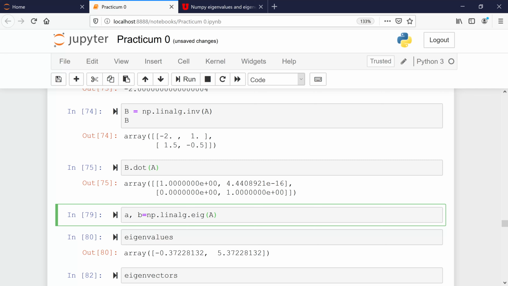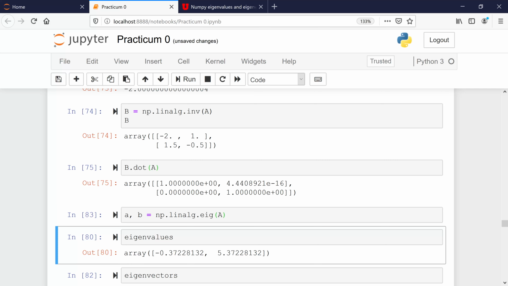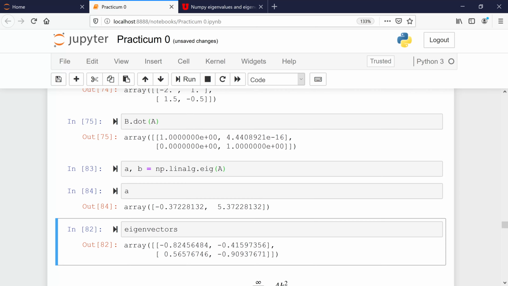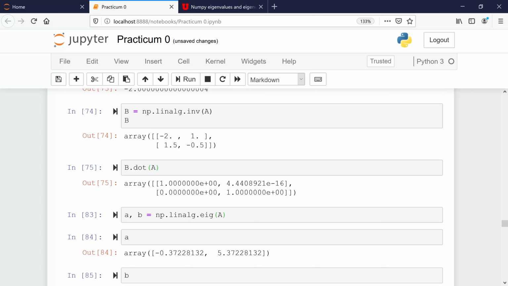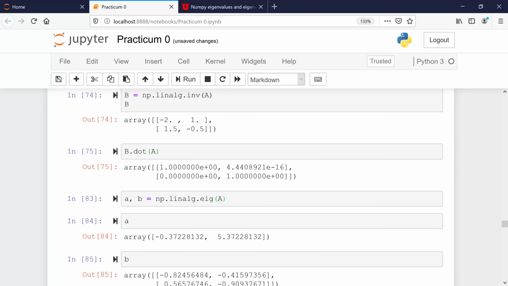So we compute the eigenvalues and eigenvectors of the matrix A. Okay, and now what is A? We should get two eigenvalues. One is negative, one is positive. And the eigenvectors are given by a matrix whose columns are the eigenvectors. So we have two eigenvectors. The first one is minus 0.805. The second one is minus 0.4, minus 0.9. Try to check this on other matrices.